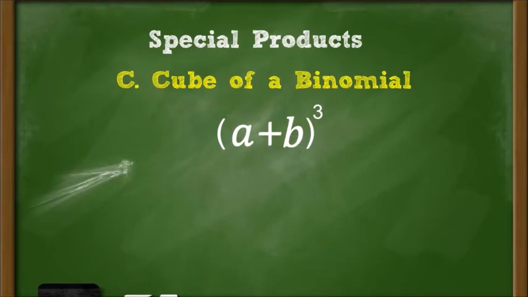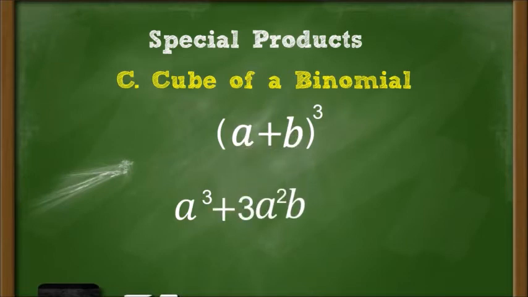The next is the cube of a binomial. This would be the next on our list for the special products. How do we get this? Now, let's try to recall the pattern. We can get the value of the cube of a plus b by cubing the first term, that's a cubed, plus 3 times the square of the first term multiplied to the second term. So that's 3a squared times b, followed by 3, and then copy a, then square the second term b.